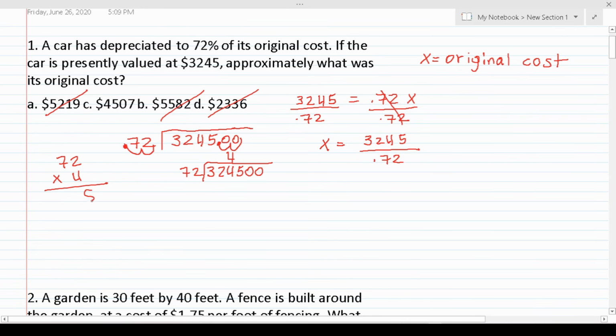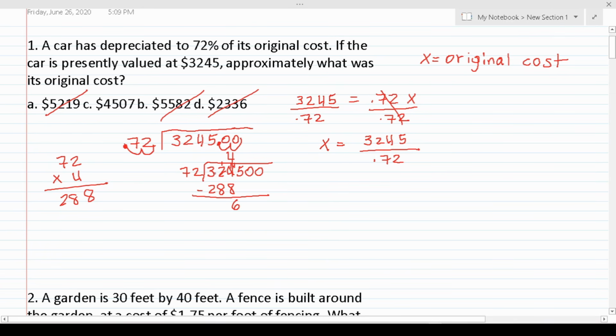2 times 4 is 8. 7 times 4 is 28. So 4 times 72 is 288. We subtract. And 4 minus 8 we can't do. We have to borrow. This becomes 1. This becomes 14. 14 minus 8 is going to be 6.